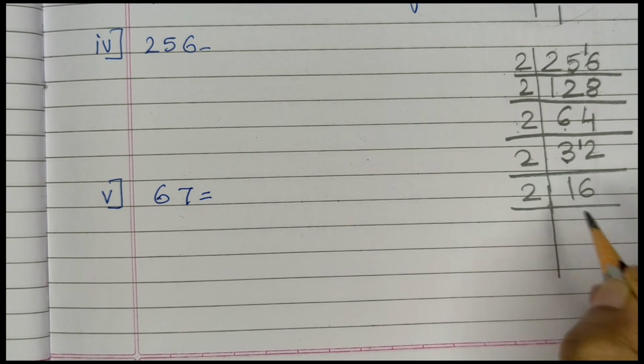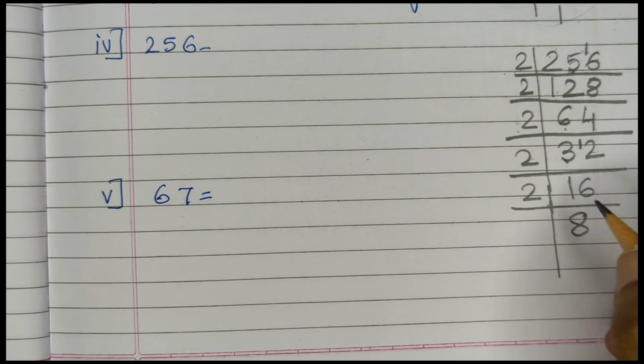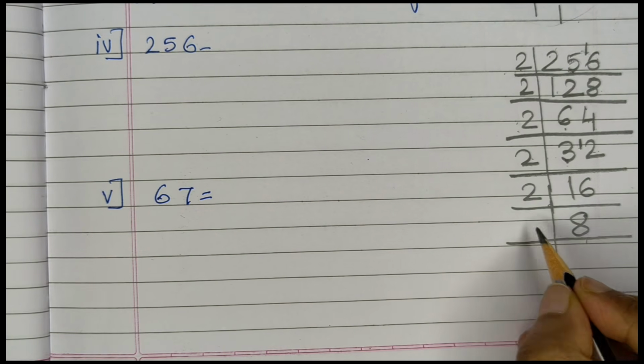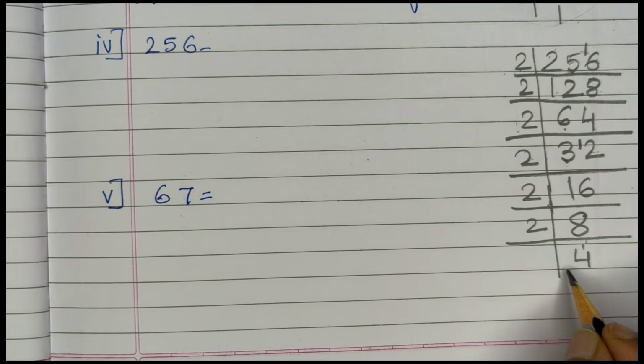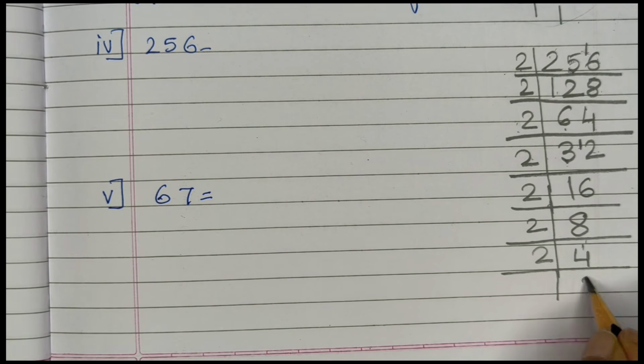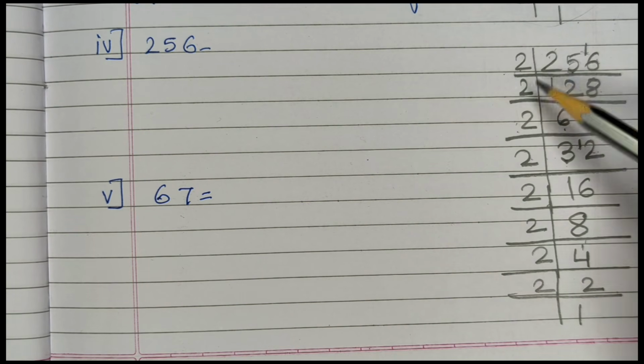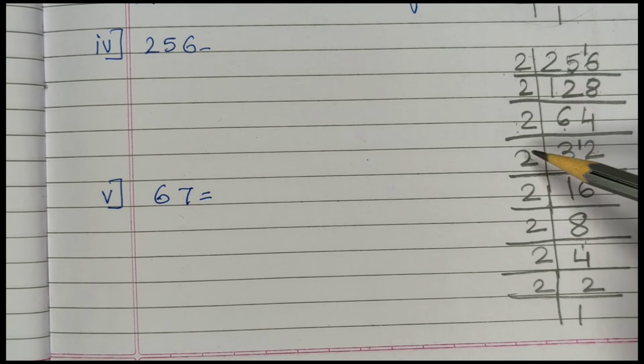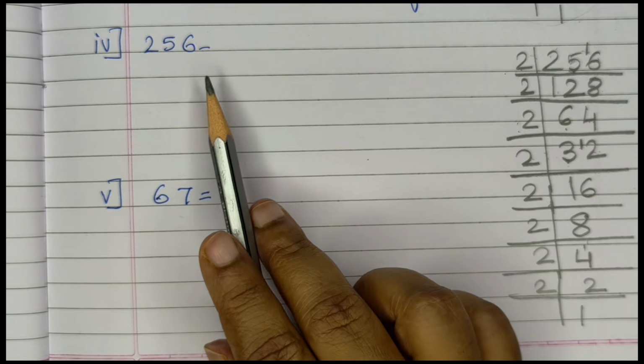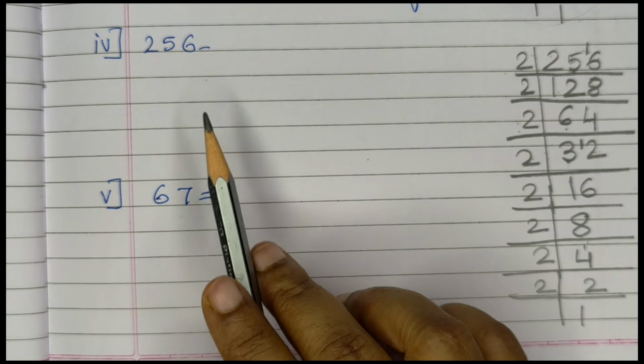Again we can take 2. 2 8s are 16, right? 2 4s are 8. 2 2s are 4. And then 2 1s are 2. So see here, 2, 2, 2 everywhere, 2 only. Why am I taking the smallest one? So that you get each and every divisor of 256.